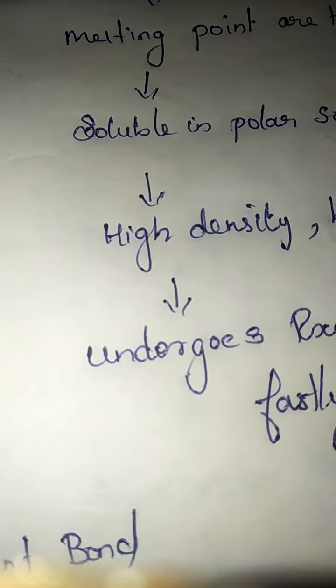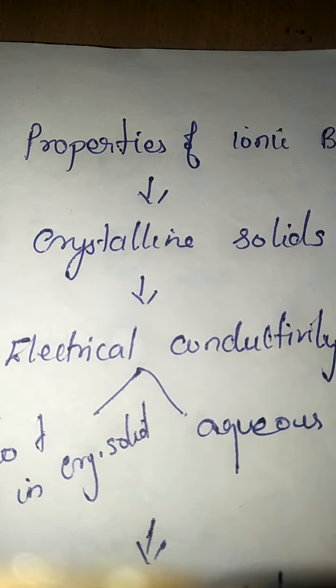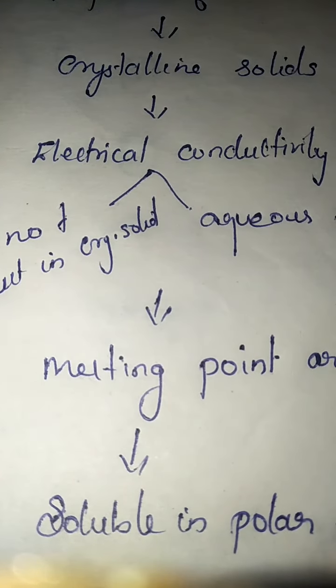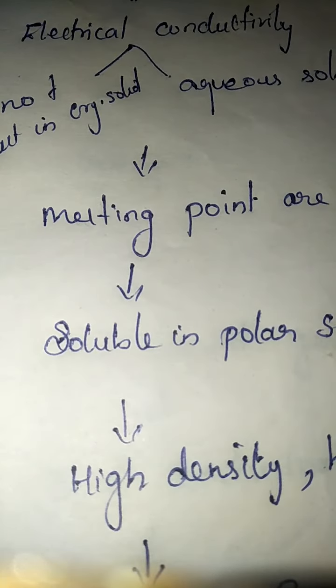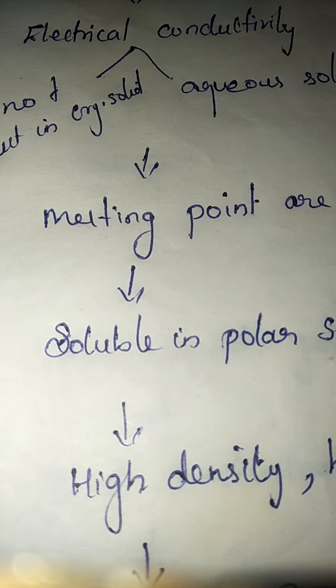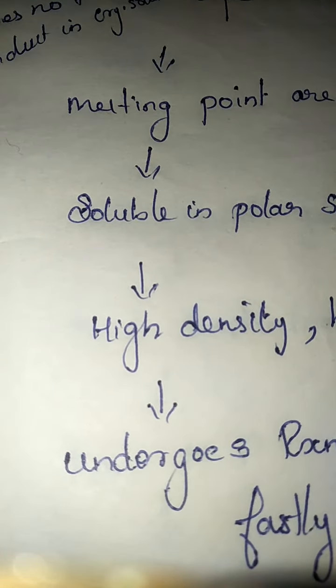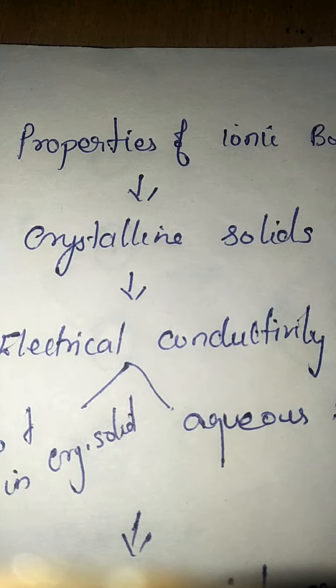So what are the properties of ionic bond we have learned? The first property is they mostly exist as solids due to high electrostatic force. Next, they conduct electricity not in crystal form, only in aqueous form, where the ions are free to move. Next, melting point. Due to electrostatic force, we need to apply more energy to cleave the bond. Hence, a high melting point and boiling point. They are never soluble in non-polar solvents, only in polar solvents. They have high density, are hard and brittle, and undergo reactions very fast. This is about the properties of the ionic bond.